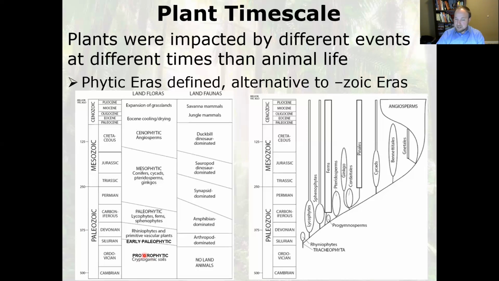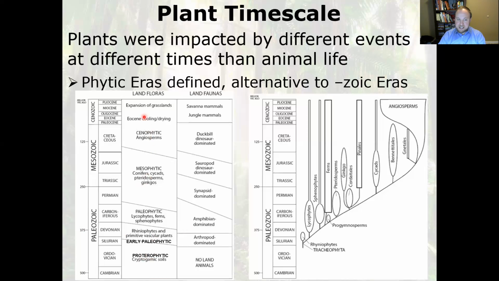So just like Proterozoic was like the very early animal life, Prokaryotic is the very earliest plant life. Then we get into Paleophytic, old plants, Mesophytic, middle plants, and Cenophytic, new plants. So pretty cool way of dividing this up.